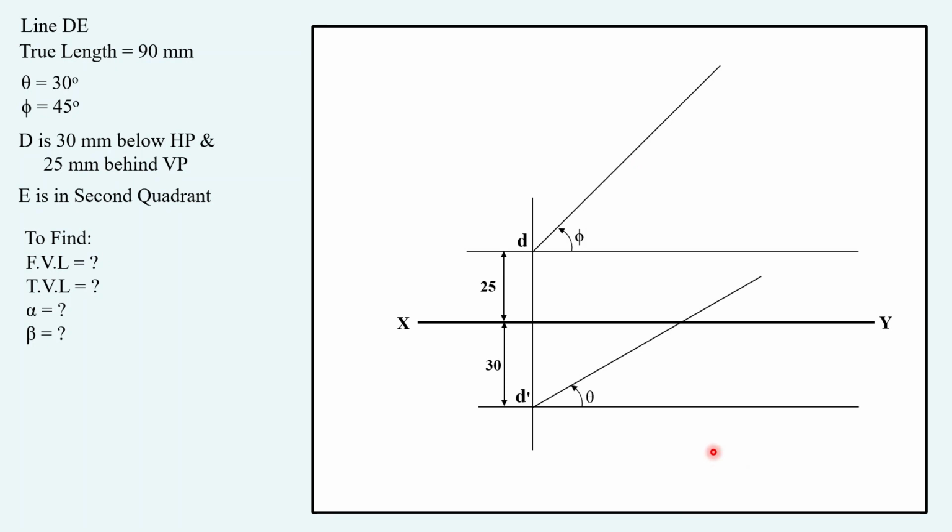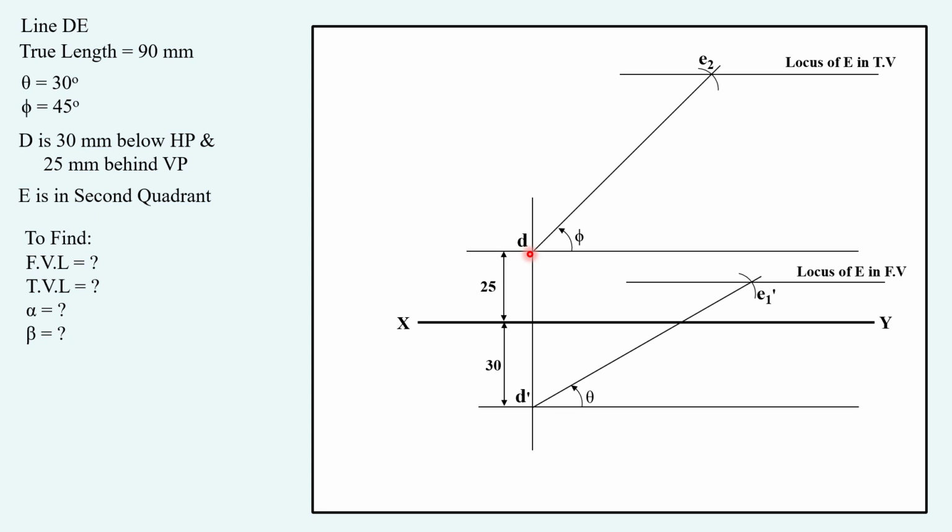Now, taking the true length 90 mm in the compass, keeping compass on D dash, cutting one arc here, then keeping compass on D, cutting another arc. We have taken the true length, so we'll get the locus. This is the first locus, that is locus of E in front view with the corresponding name E1 dash, and this is the other locus here, locus of E in top view with corresponding name E2.